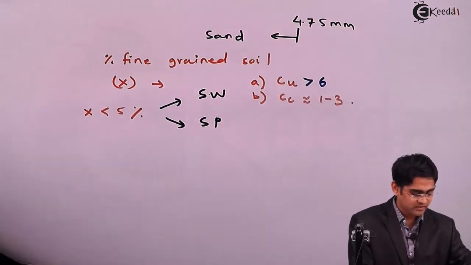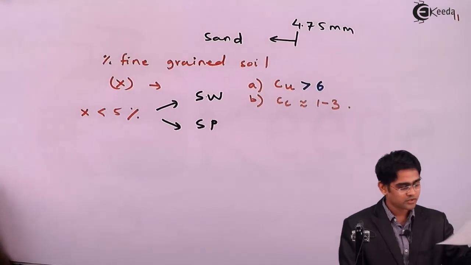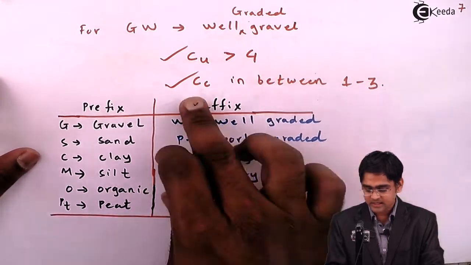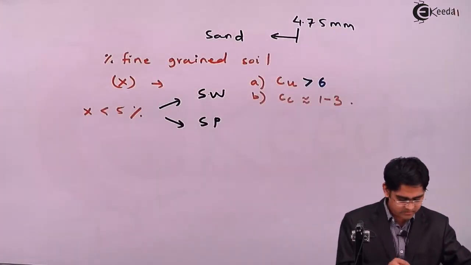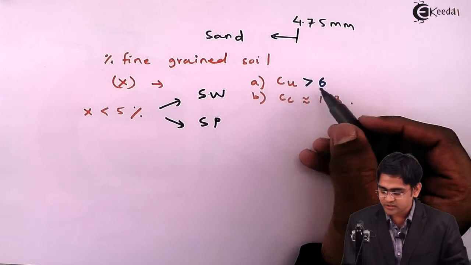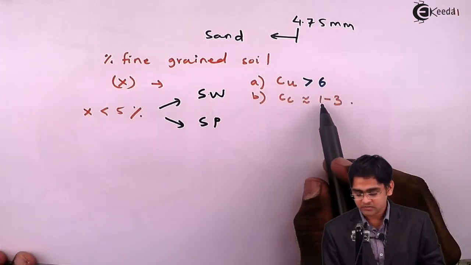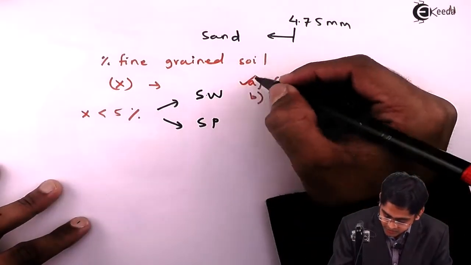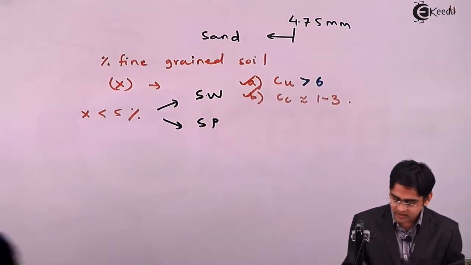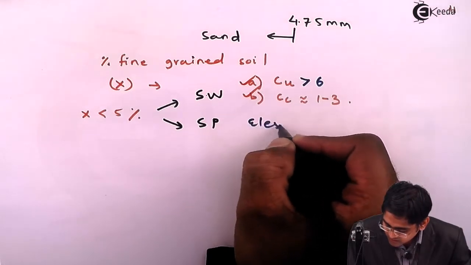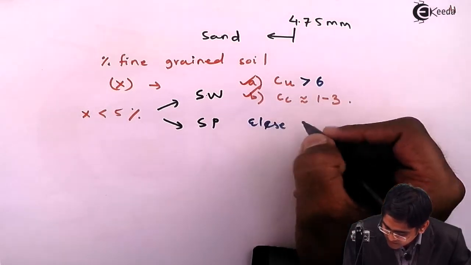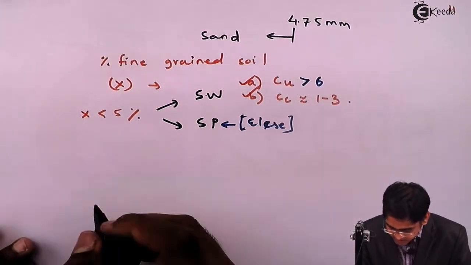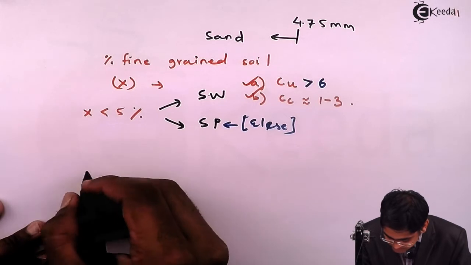For gravel we have Cu greater than 4, Cc in between 1 to 3. But for sand, just a small change. For sand it is Cu greater than 6 and Cc in between 1 to 3. Then and only if both conditions are satisfied, we go for well graded, else we go for poorly graded sand.